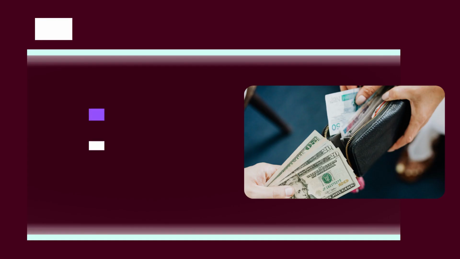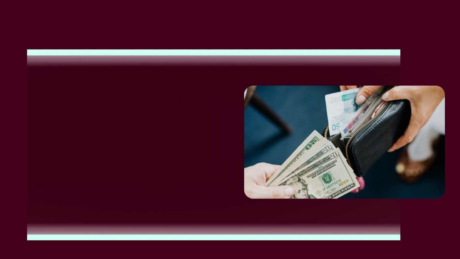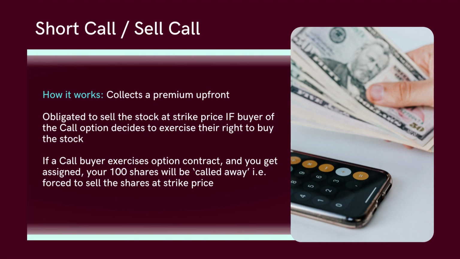Anyway, the last basic option strategy is the short call strategy, which involves selling a call option on a stock. This is a bearish to neutral option strategy where an investor sells or writes call options with the expectation that the stock price will either stay the same or decrease. By deploying this strategy, the option seller collects a premium upfront, and they become obligated to sell the underlying stock at the strike price if the buyer of the call option decides to exercise their right to buy the stock.